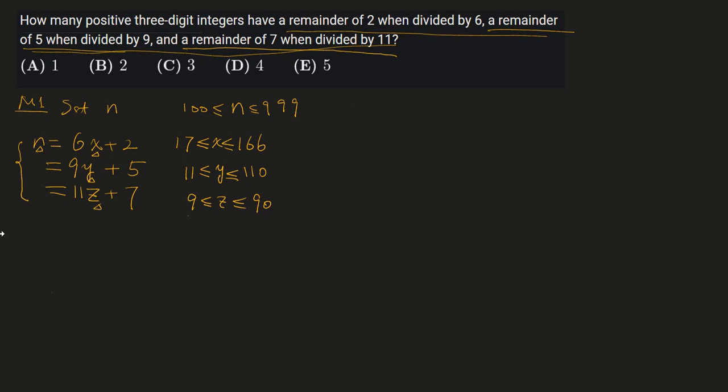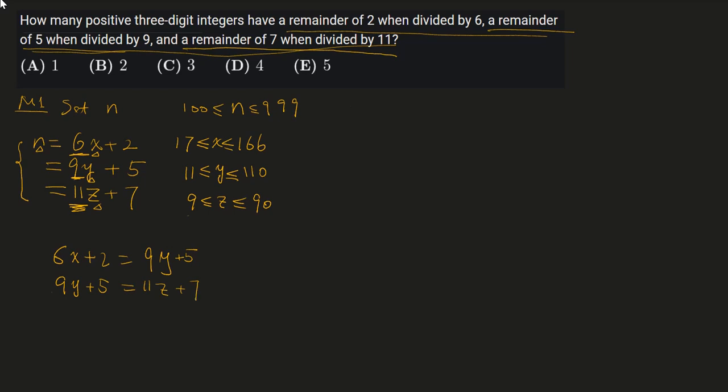All right, let's start it. First, let's eliminate this variable n, because it's less interesting. We want to check the variables x, y, and z, because these coefficients give some interesting information. So let's try that. The first equation would be 6x plus 2 equals 9y plus 5. And the second equation is 9y plus 5 equals 11z plus 7.